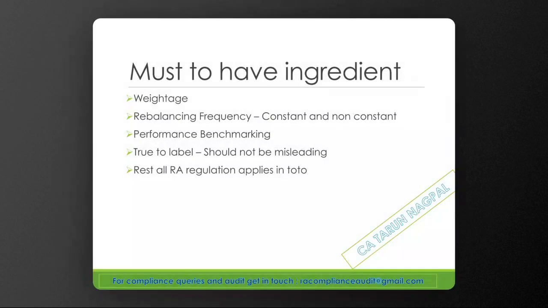Sorry. So just to wrap it up, there are four ingredients in a model portfolio. Number one is weightage. Without weightage, it is just a basket of securities. It is not a model portfolio. Second is rebalancing frequency. It can be constant, it can be non-constant. I have already given you an example. And third one is performance benchmarking. And fourth is true to label, that it should not be misleading.